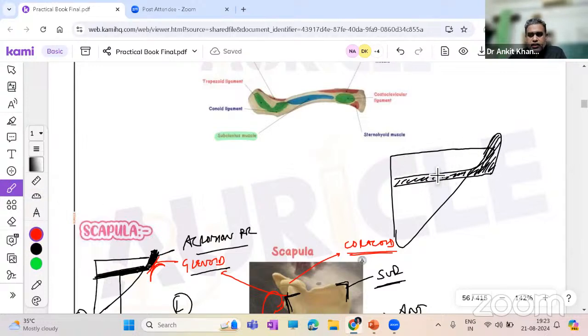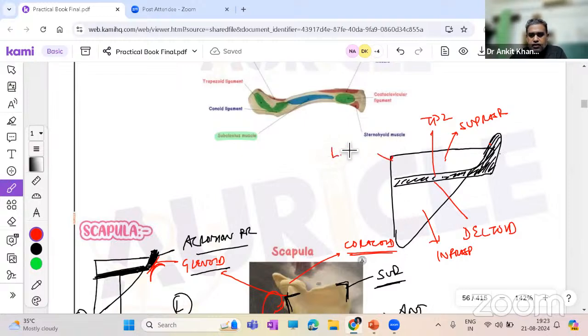On the spine, upper border we have the trapezius, and the lower border we have the deltoid muscle. Again, you can understand how important these two muscles are. The same goes for the acromion too. This is the spine, so there's this area above the spine. Here the muscle is supraspinatus. This is the area below the spine. Here the muscle is infraspinatus. Okay. This is the upper angle, and here the muscle is levator scapulae.